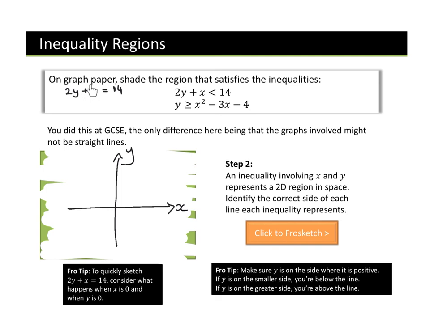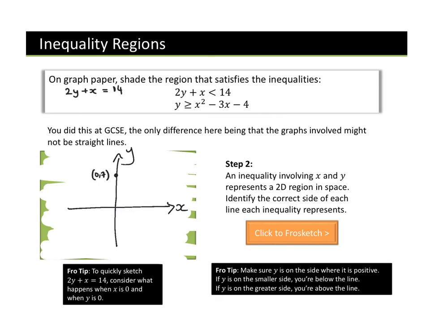Okay, now, if I was to sketch this, I would always use this trick. When x is 0, if I put my hand over here, x is gone because it's 0, yeah? So 2y equals 14, so y equals 7. So when x is 0, y is 7. It's roughly here. Okay, this is 0, 7, because it's a sketch.